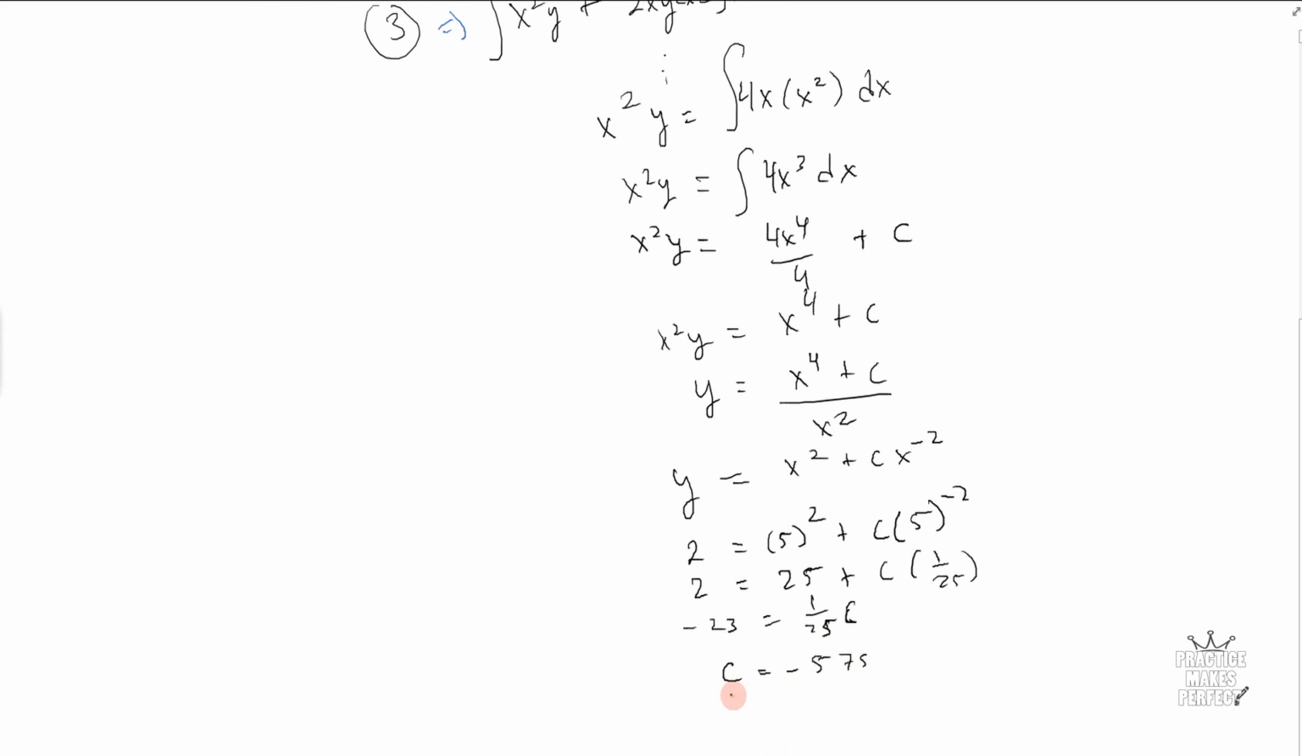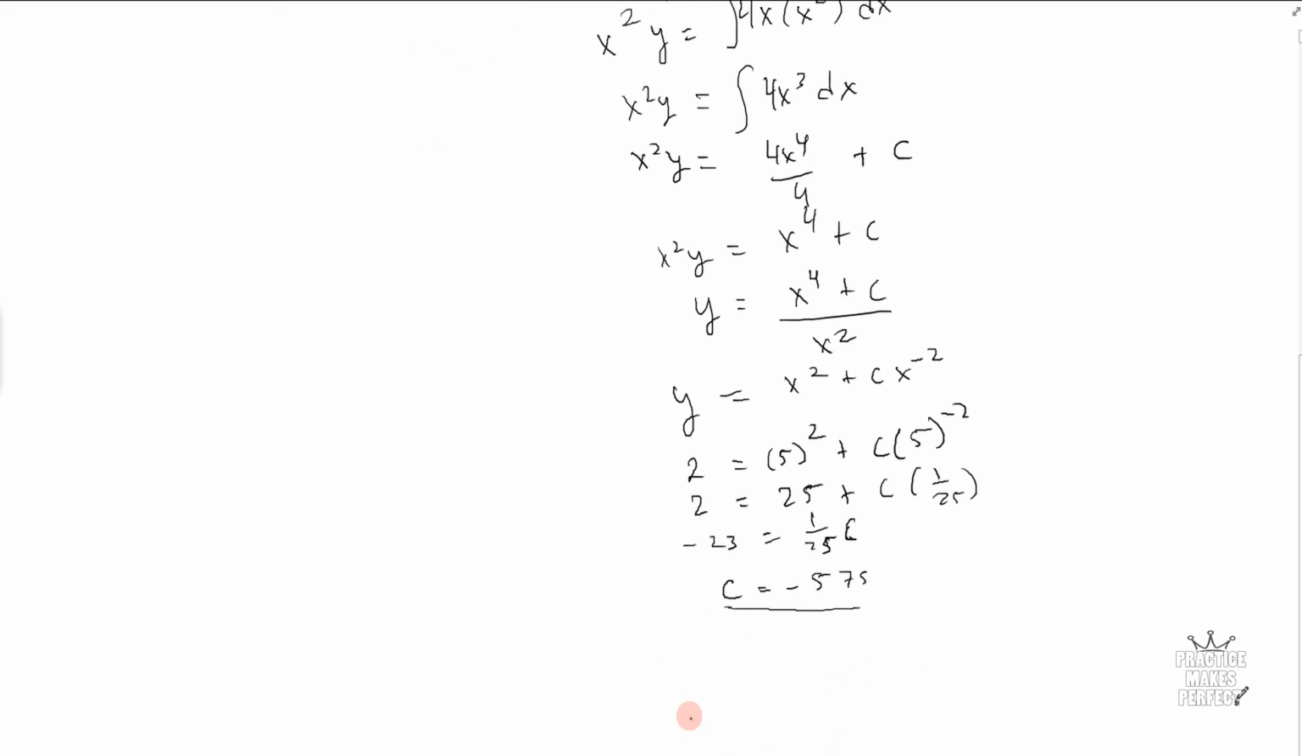There you have it. You have your constant c, which is equal to negative 575, and finally we get our final equation. We just plug c back in. It's x squared minus 575 x to the power of negative 2. And that, my friends, is the final solution to your initial value problem of the first order linear differential equation.